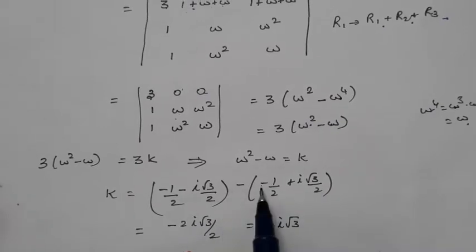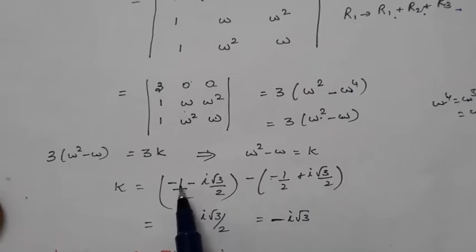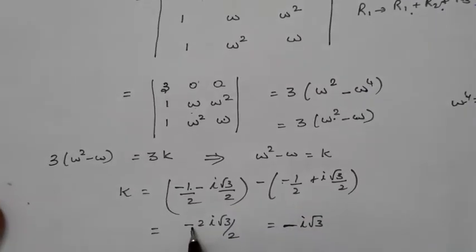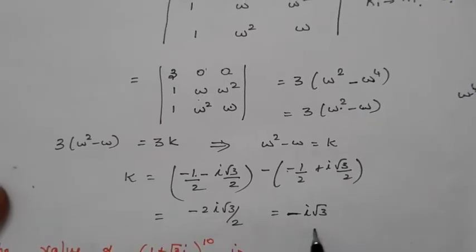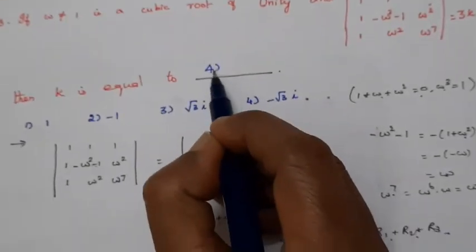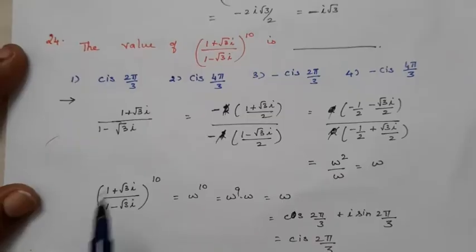So on subtracting these two, minus of minus 1 by 2 is plus 1 by 2, and minus 1 by 2 will get cancelled. And minus i root 3 by 2 minus i root 3 by 2 is minus 2 into i root 3 by 2. Again 2 and 2 get cancelled. What would be the value of k? Minus i root 3. That is nothing but the fourth option. So the answer for question number 23 is the fourth option.